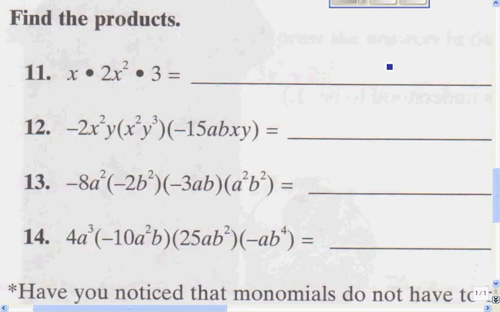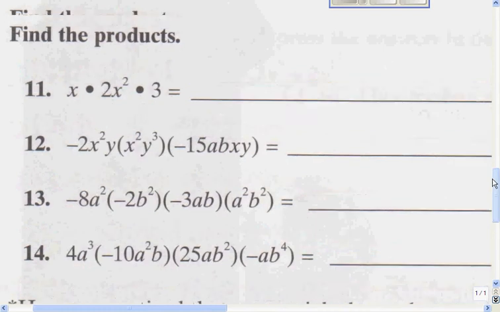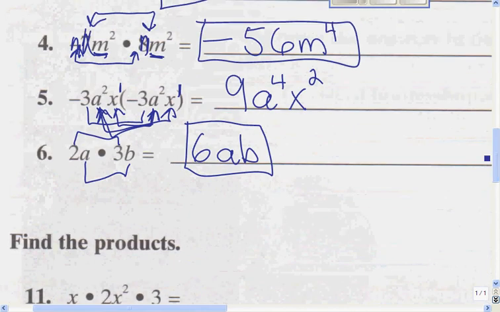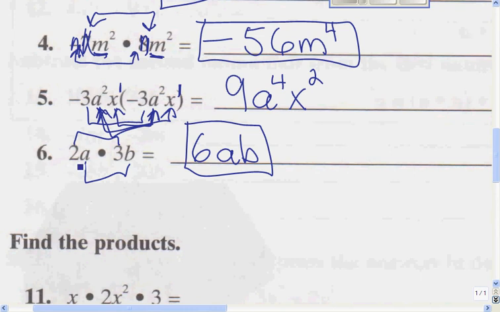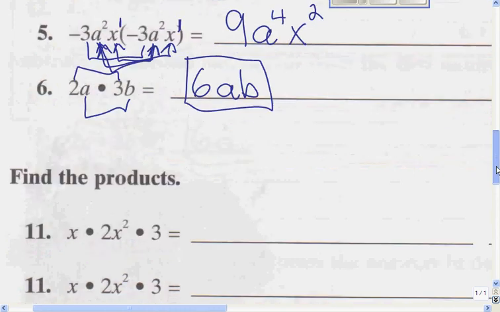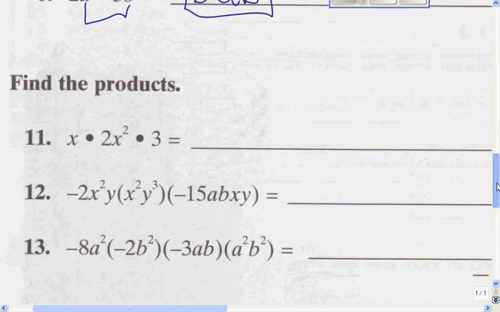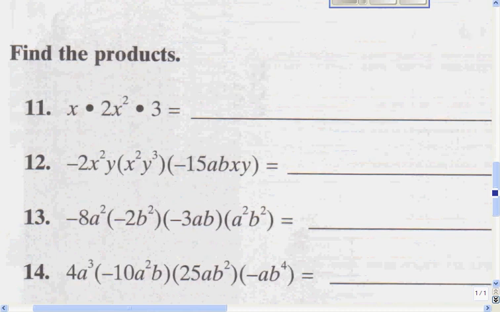This is just basically more of the same thing. The only difference here is that you don't have just two terms, you have three or more terms with these problems. In the other ones you were doing up here, you only had two terms. And down here, you've got three or more terms. It's the same rules. You look at your signs.